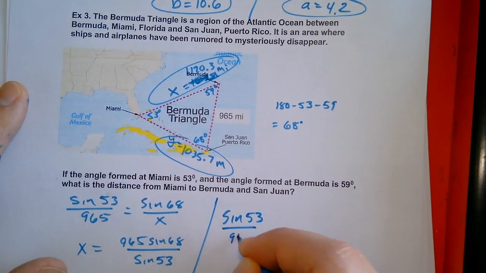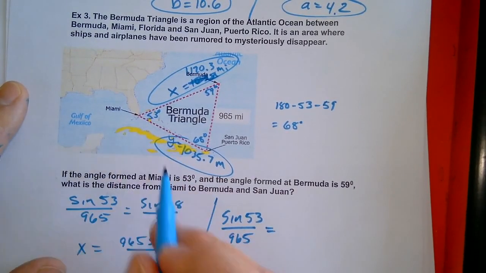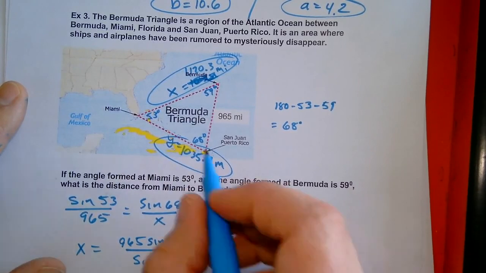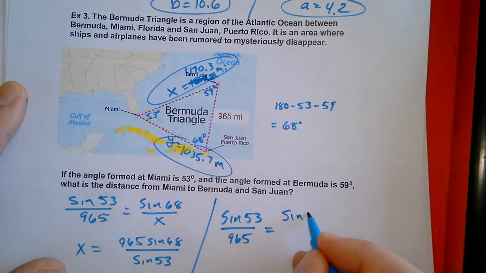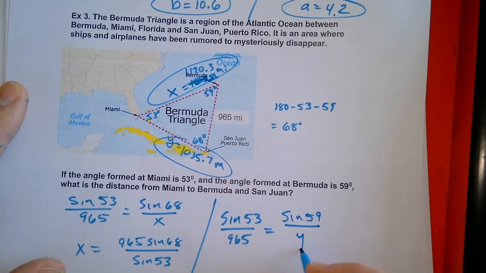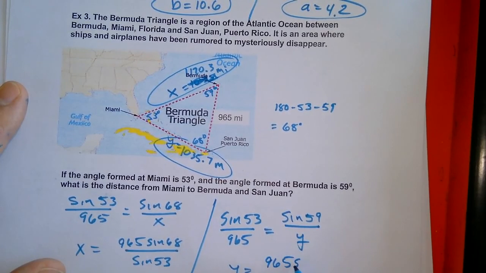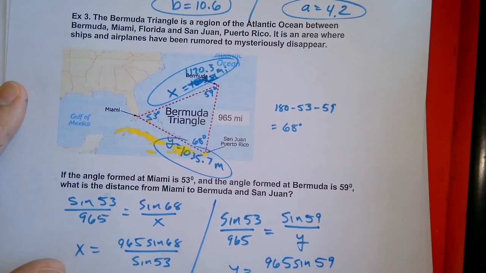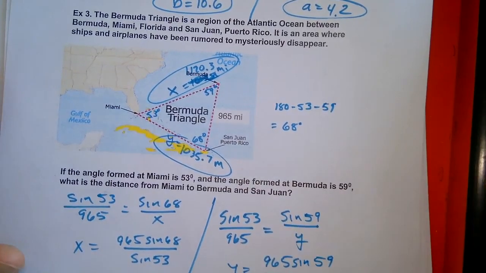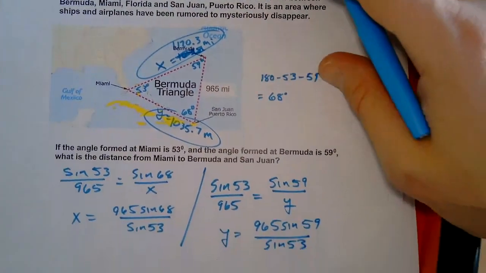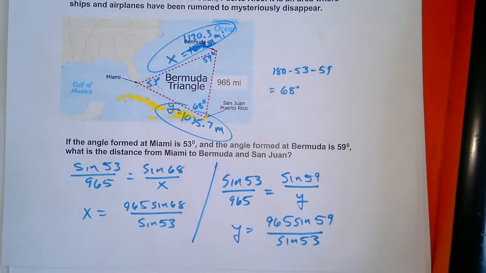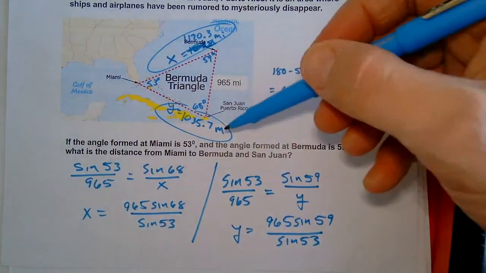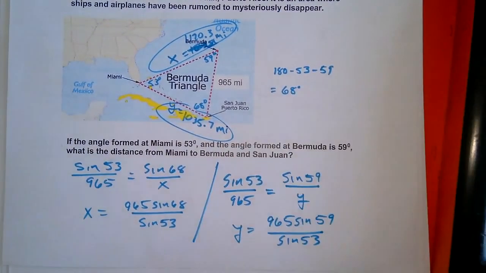And the sine of 53 over 965 will help us find y from Miami to San Juan. So the angle across from that is 59. So go ahead and cross multiply. 965 times the sine of 59. And then I would divide by the sine of 53. So we should get 1,035.7 miles there. Okay, good stuff. Make sure you have units. We're again talking about miles. So have your miles there. And we're good to go. Questions, y'all? Questions?